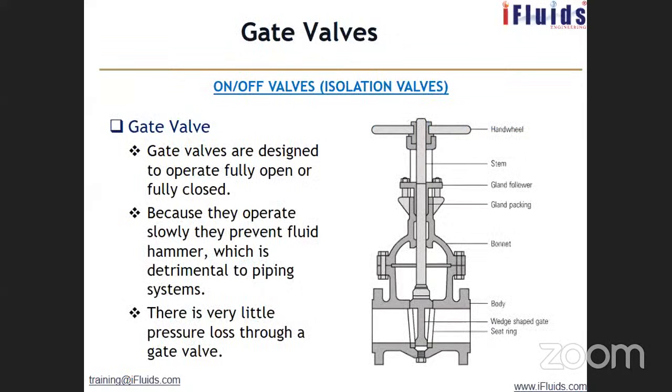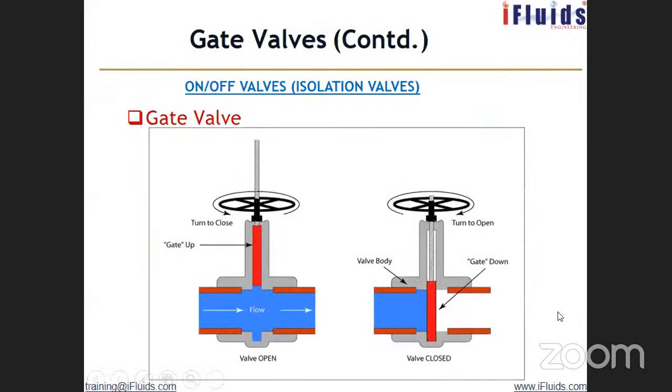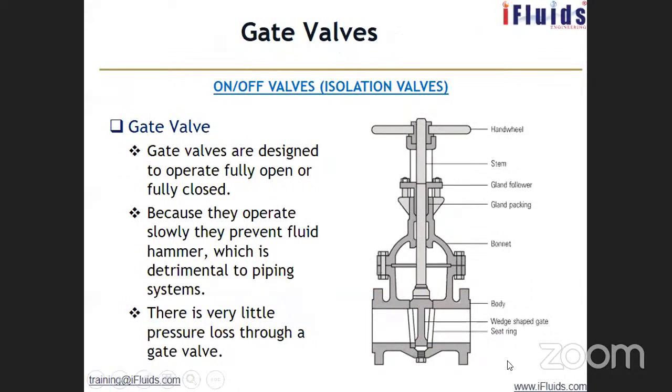So this is the gate valve. You can see this is a gate valve. It is like a gate. It's a circular disc which is going up and down. When you open, the disc goes up and allows the flow to go. When you close, the disc comes down and seats in the valve seat, closes the passage, and stops the flow. So this also can be used as an on-off valve.